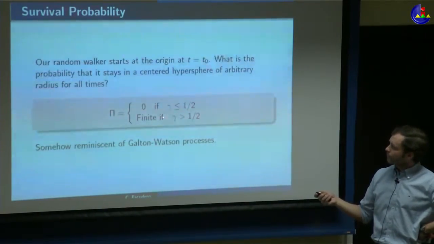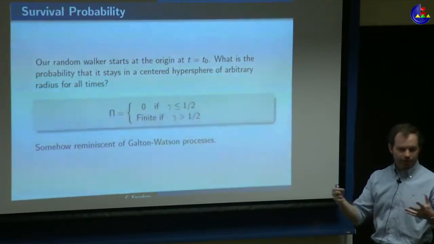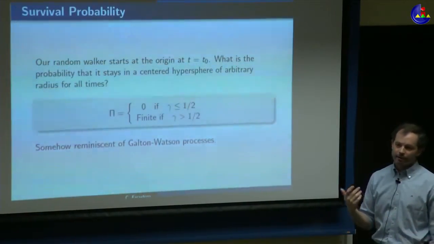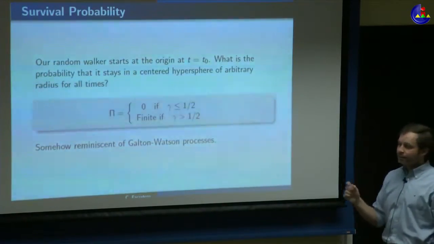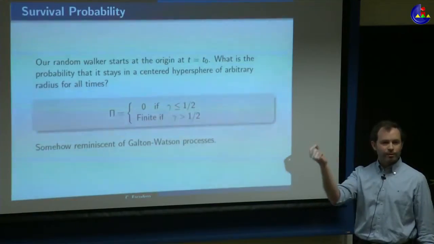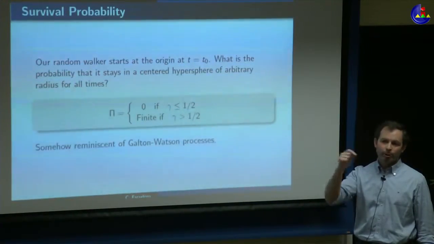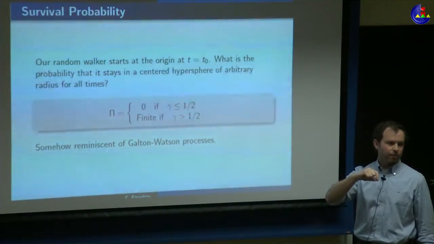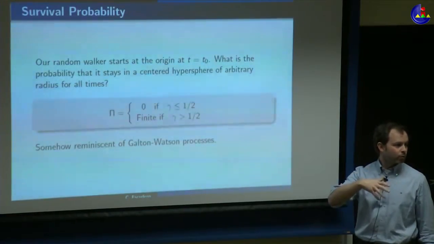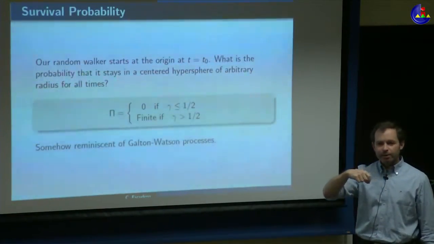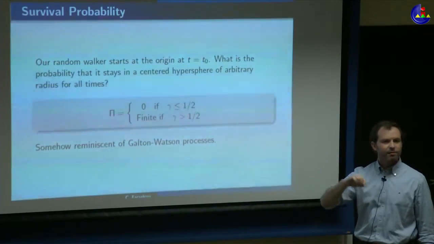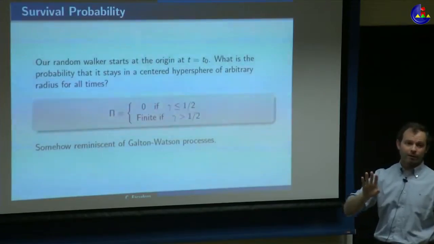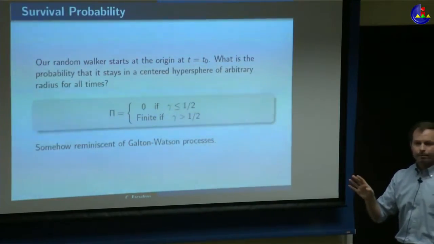However, if gamma is greater than 1/2, this is, the rate of expansion is faster than the square root of time, then there is a finite probability of leaving the hypersphere and a finite probability of staying inside. So there is a finite probability that the particle will never leave this hypersphere, will stay inside for all times. This probability is not one, it is finite. In the other case, it was zero.